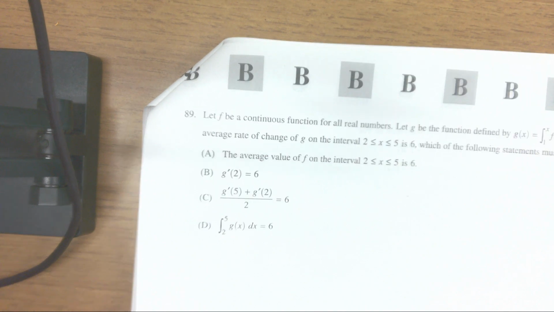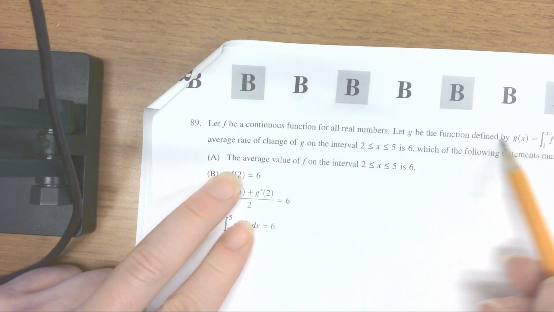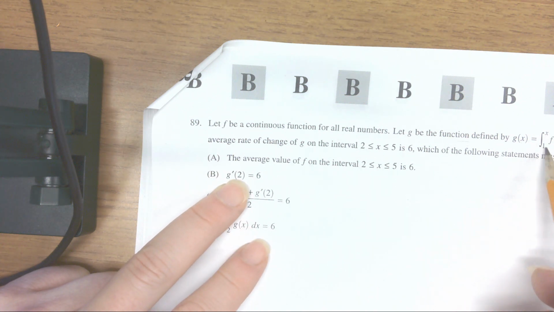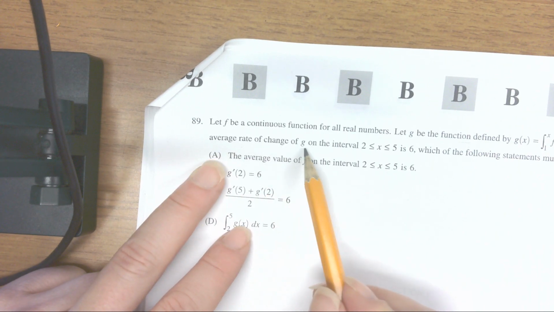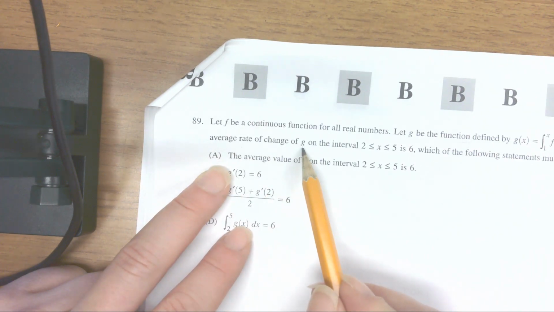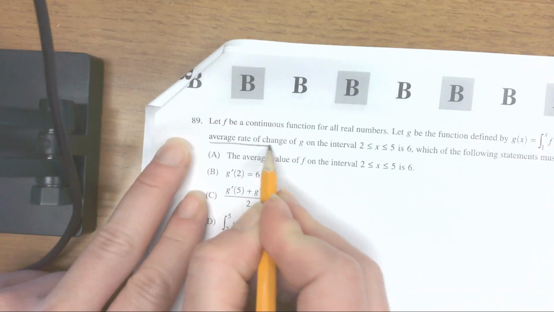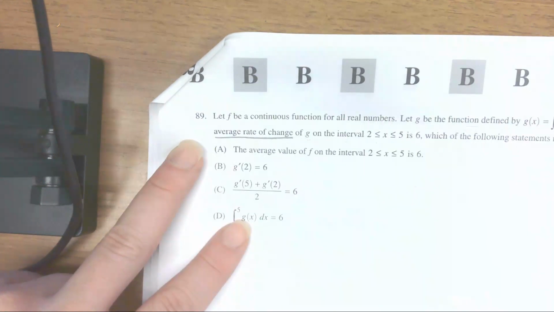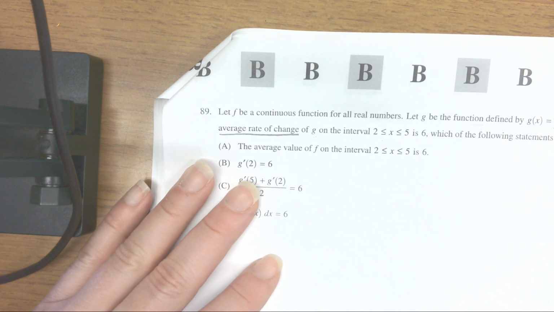Let f be a continuous function for all real numbers. Let g be the function given by g of x equals the integral from x to 1 of f of t dt. If the average rate of change of g on the interval, I didn't say the average value of g. Notice I said average rate of change. That's where people can get tripped up. Which of the following statements must be true?